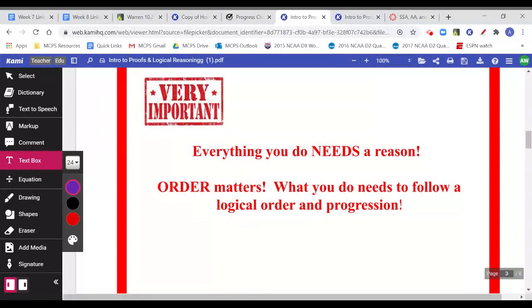So that's one very important thing. Every single step you do needs a reason. The other thing is that order does matter. So what you do has to follow a logical order and progression.